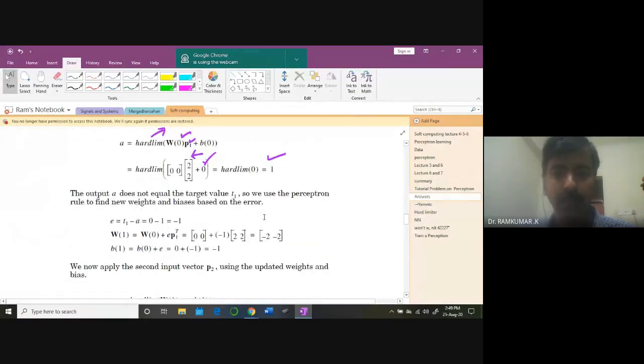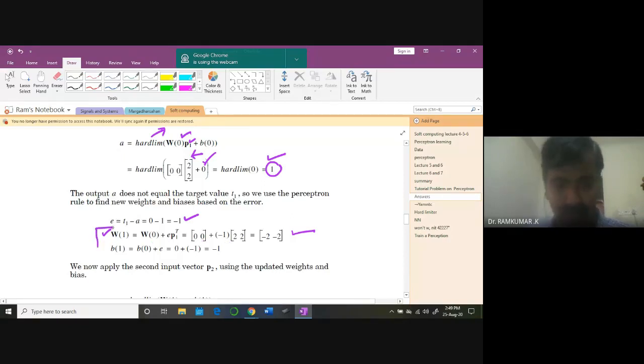For the first pattern, we are going to get 1. Now the error is -1, because the desired output is 0. Therefore, you update the weight like this: W0 plus E P1 transpose. Therefore, 0, 0, -1, 2. Is it clear? Simply update both the weights.